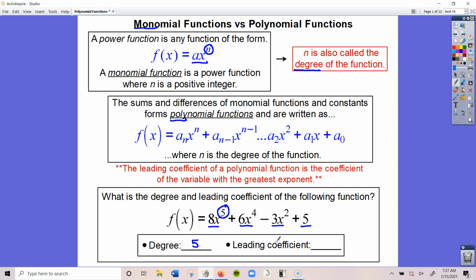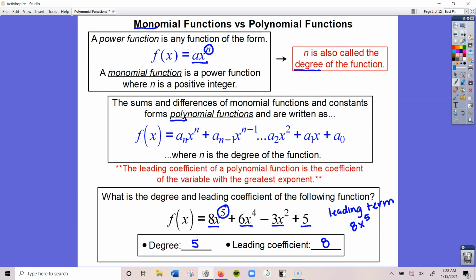Now the leading coefficient is the number that is attached to the variable with that highest exponent, which in this case is 8. This term right here, that first one, in a polynomial function, should be written in standard form, meaning from highest exponent to the lowest exponent. That first term, the term with the highest exponent, is called the leading term. So in the case of this particular polynomial, the leading term is 8x to the 5th.